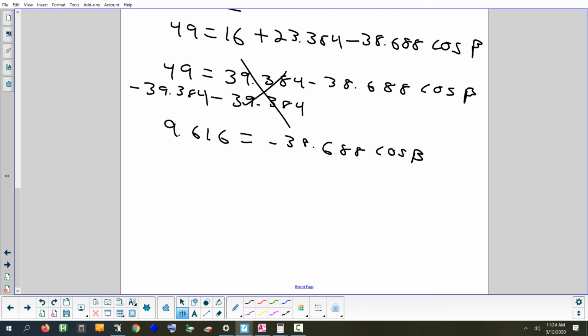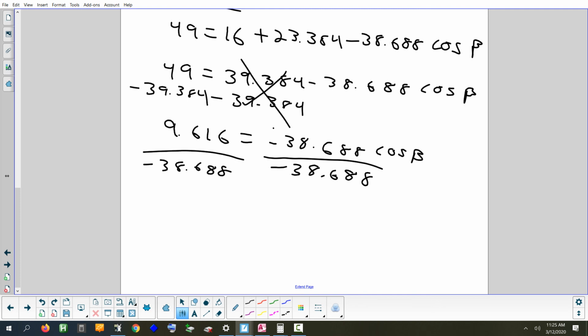Zach? Divide by 38.688. And what else? Then arc cosine. So that's going to be last, but something else you have to divide by with the 38. What else is in front of the 38? So divide by negative 38.688. That's gone.